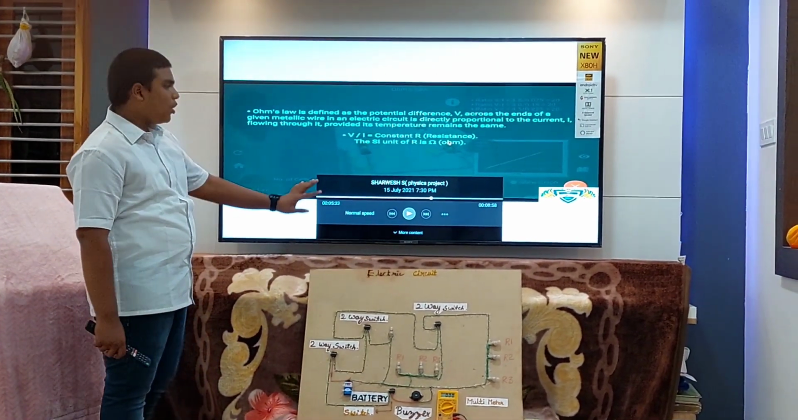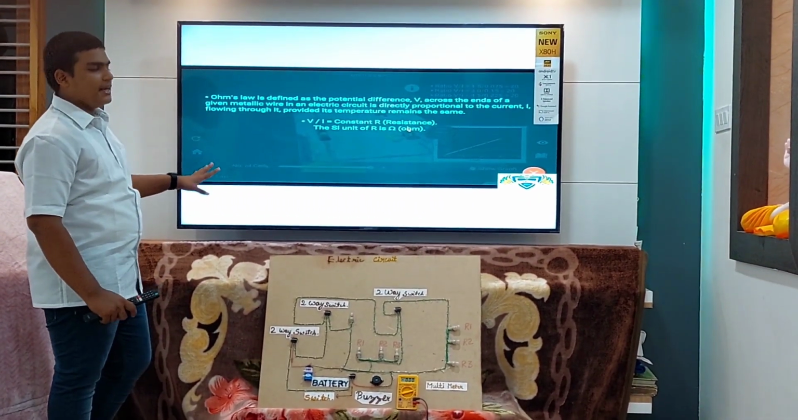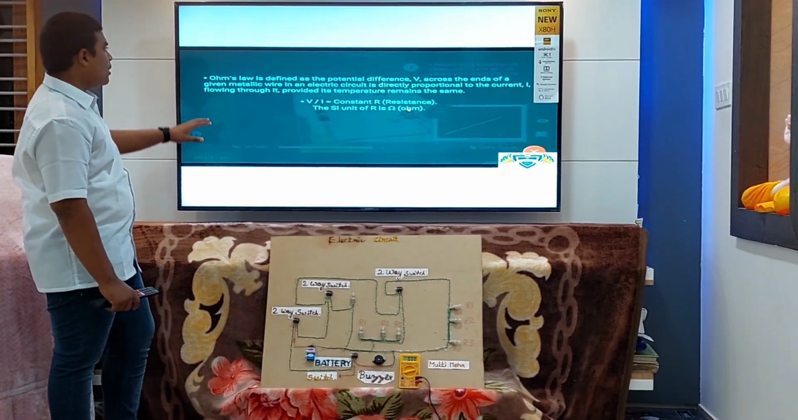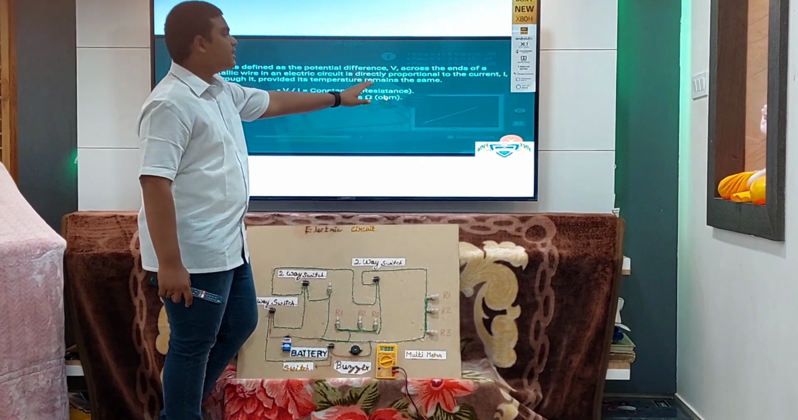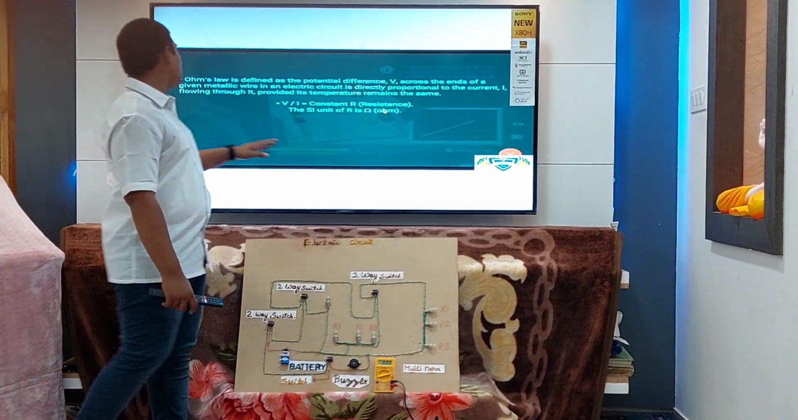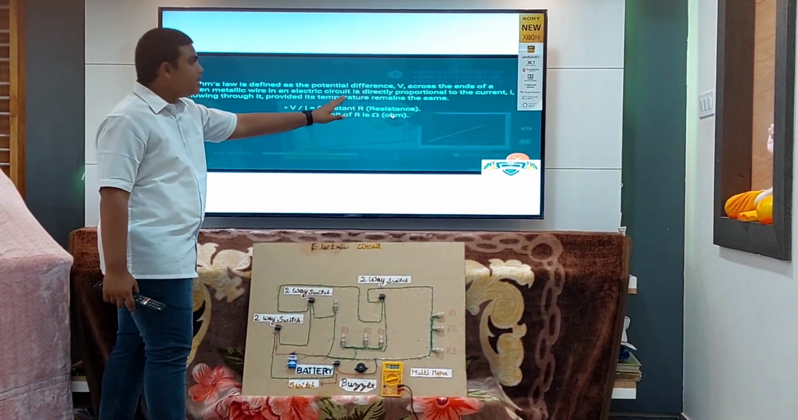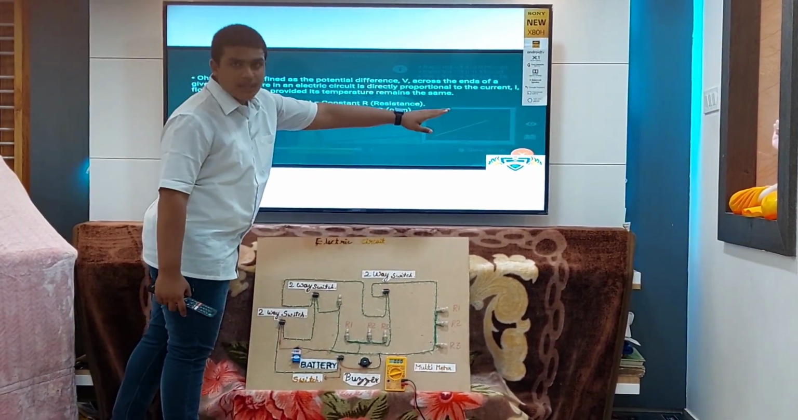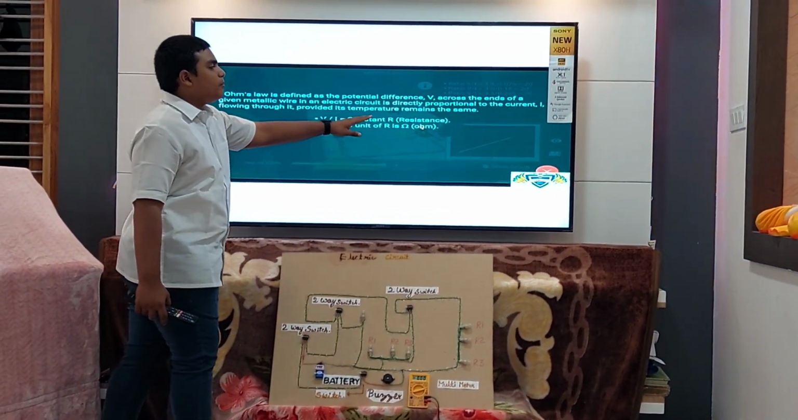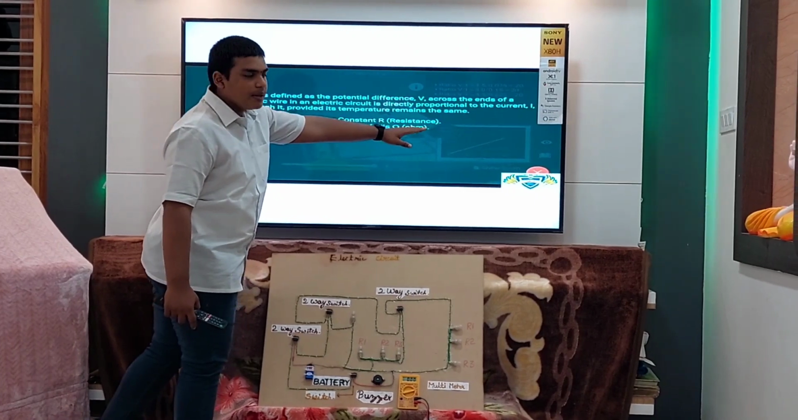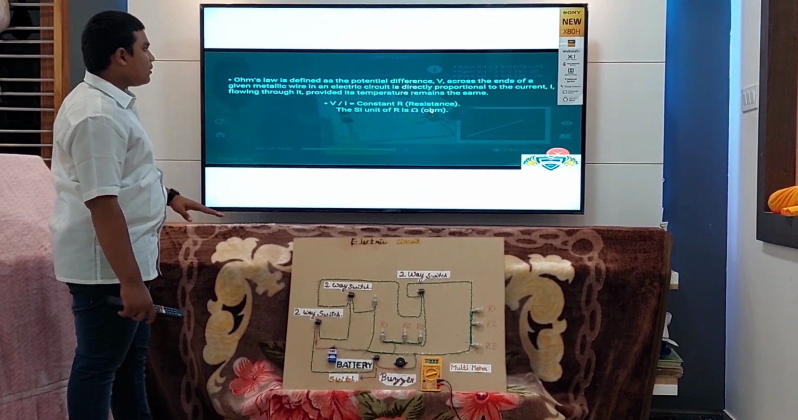Here, what is Ohm's law? A derived version or a verified answer of Ohm's law. Ohm's law is defined as the potential difference V across the ends of a given metallic wire in an electrical circuit is directly proportional to the current I flowing through it, provided its temperature remains the same. It's the definition of Ohm's law verification.